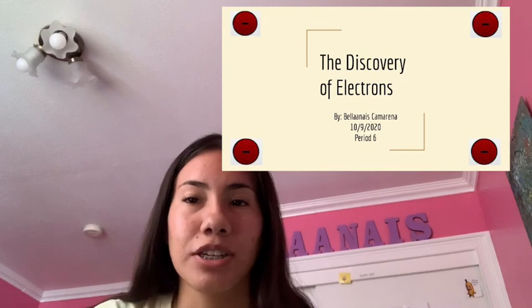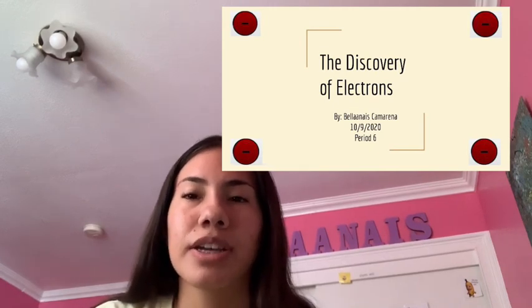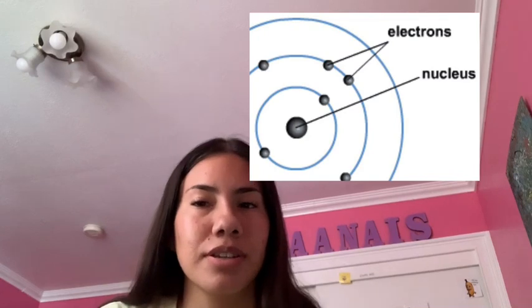J.J. Thomson's model. So my presentation is called The Discovery of Electrons. And a little information about the electrons before I get into it is that the electrons have a negative charge. They have a mass of close to 0 and it is located outside the nucleus.